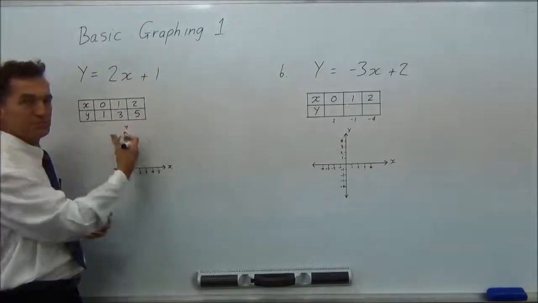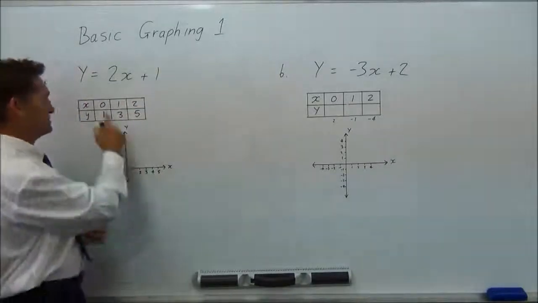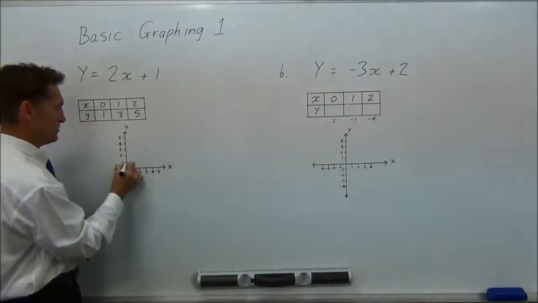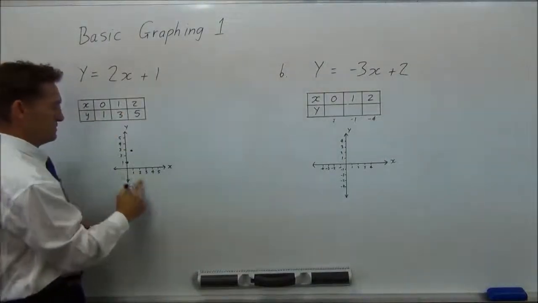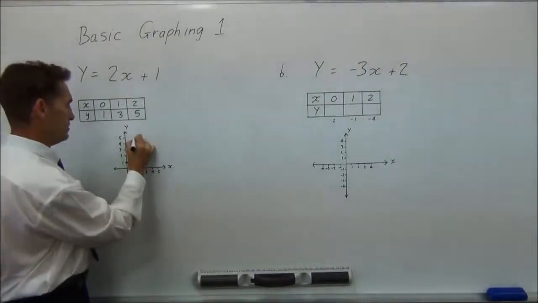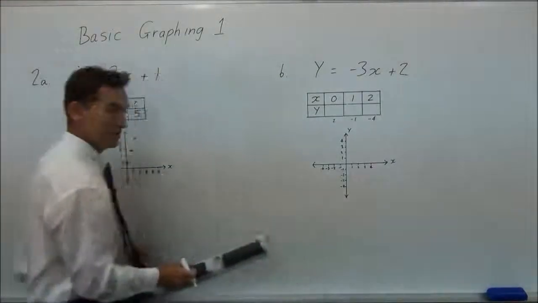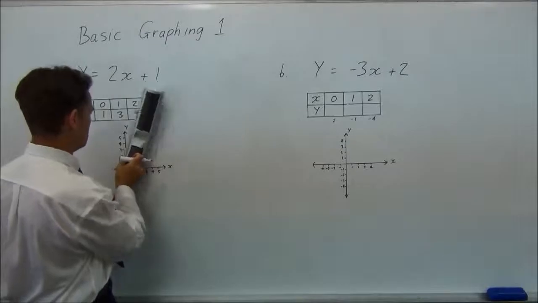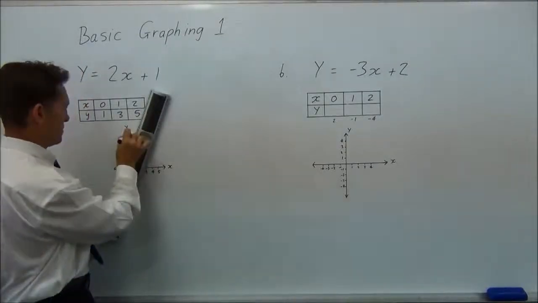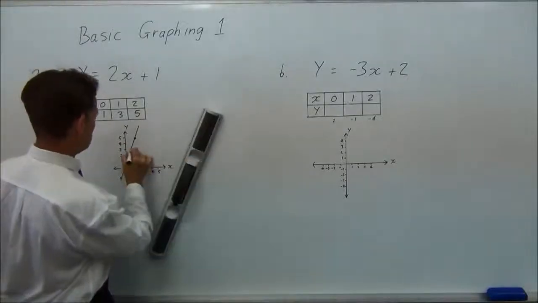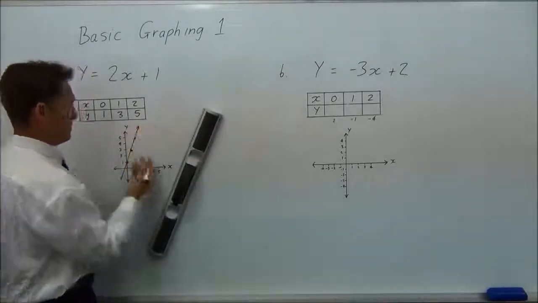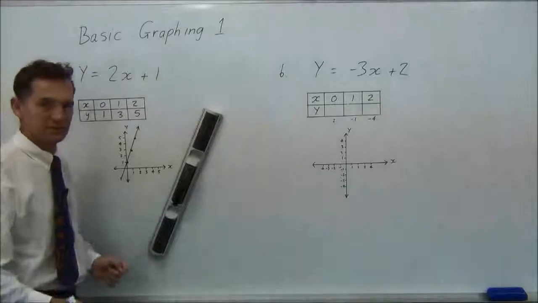And then we plot these points, the same as what we did in part 1. So 0, 1 goes there. 1, 3, so put a dot where the 3 is. And 2, 5, put a dot there. This time I grabbed a ruler. So you get your ruler. Join the dots. And my dot's a little bit off. And you get a straight line. And that's it, you're done.